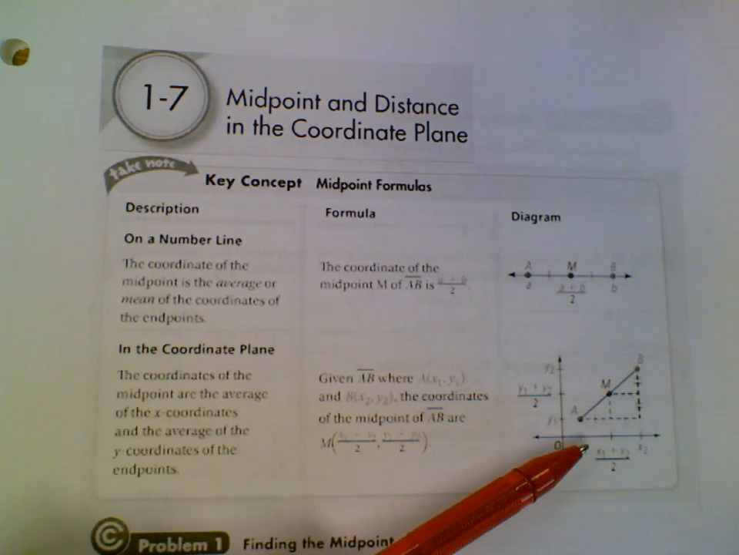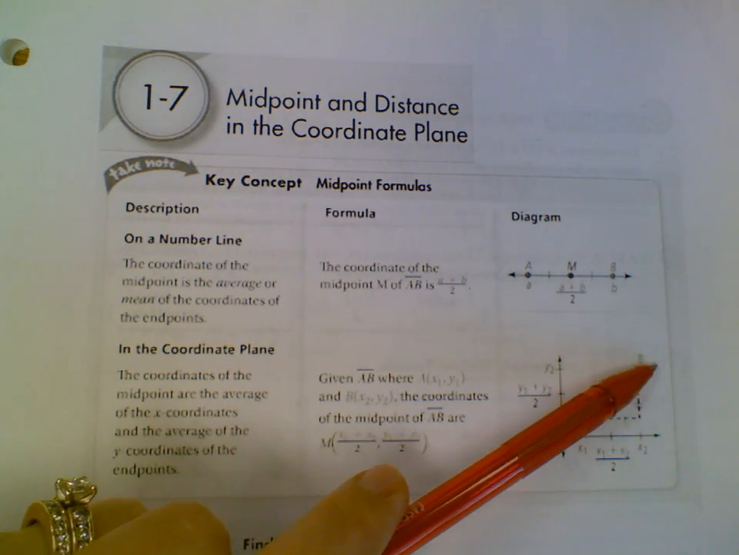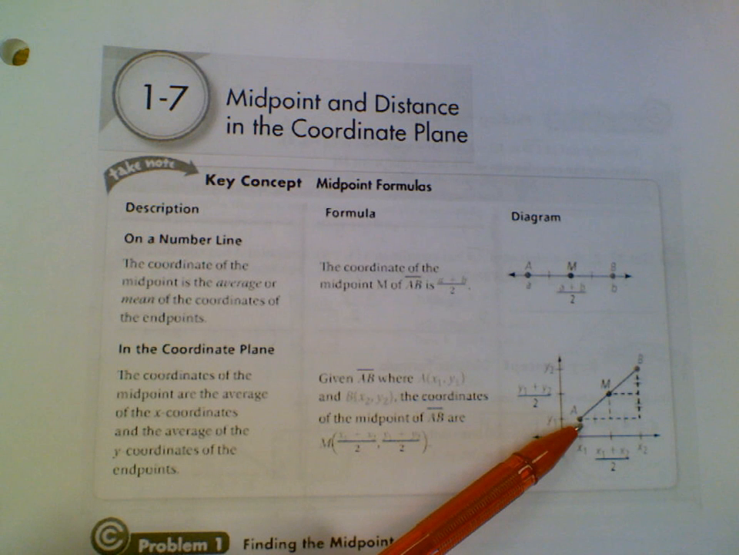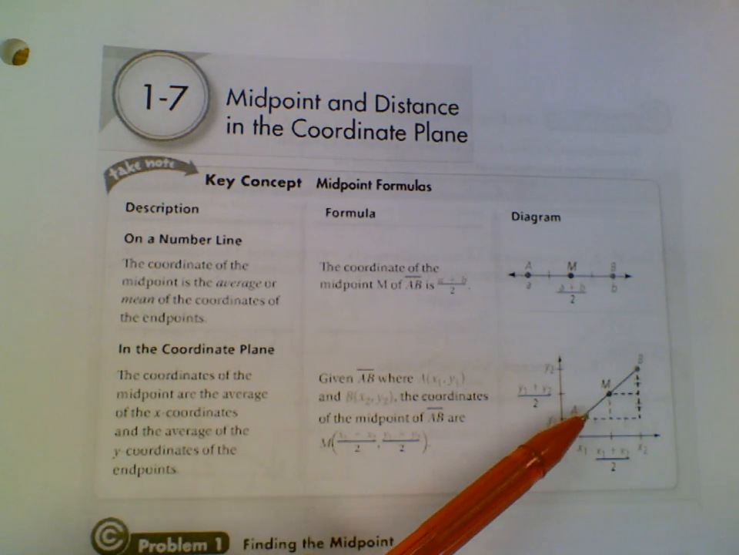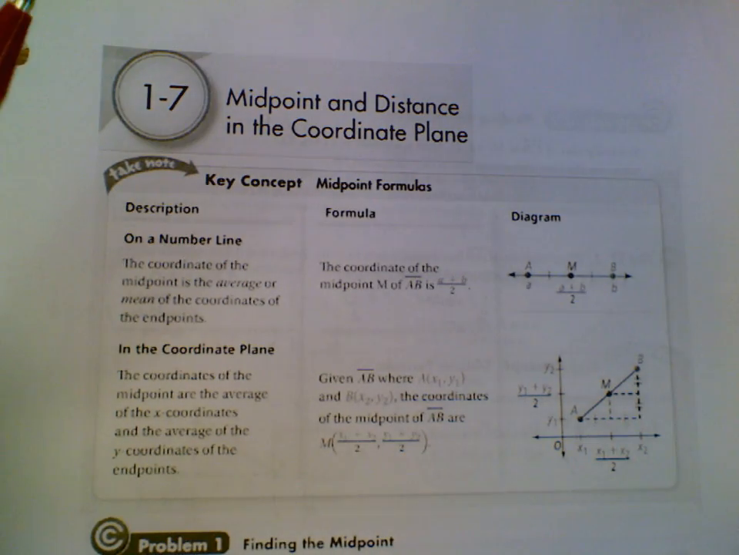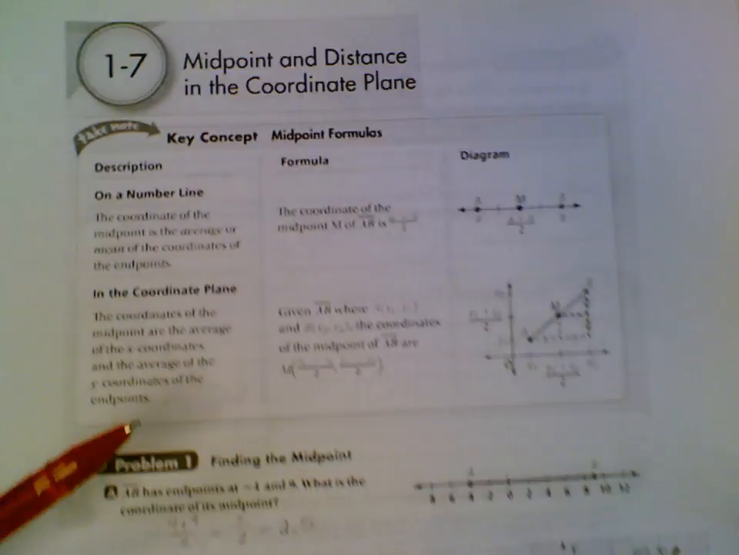So for example, over here is my line. The coordinates of A and the coordinates of B is what I'd be using as my 2 points. I would add the x's and divide by 2. Then I would add the y's and divide by 2. Let's see what that looks like in terms of numbers.